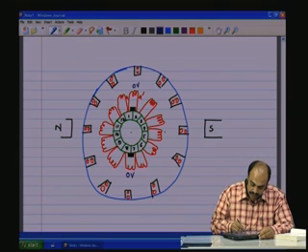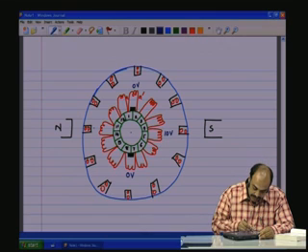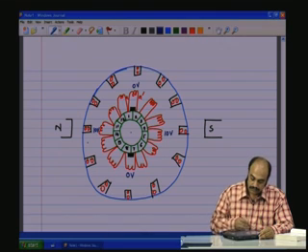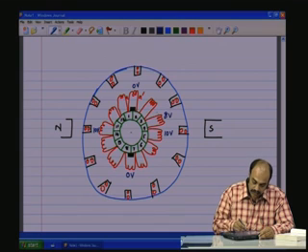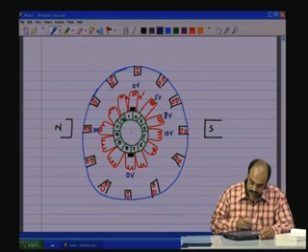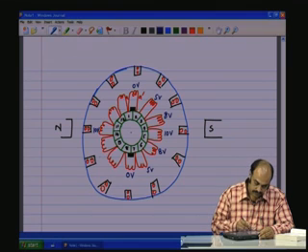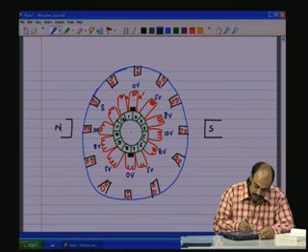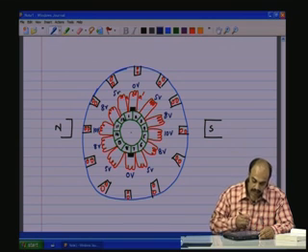The voltage here could be probably, let us say, 10 volts. Let us say the voltage here is 8 volts and the voltage here is 5 volts. So, you have 5 volts, 8 volts, 10 volts, 8 volts, 5 volts, symmetrically distributed.